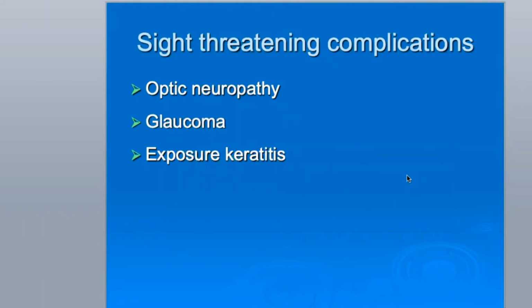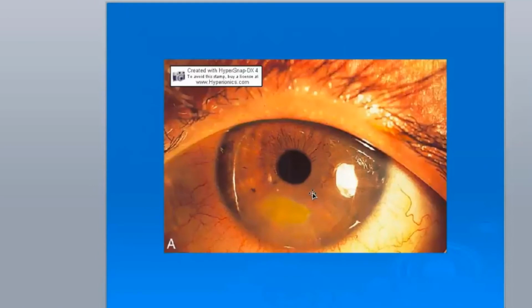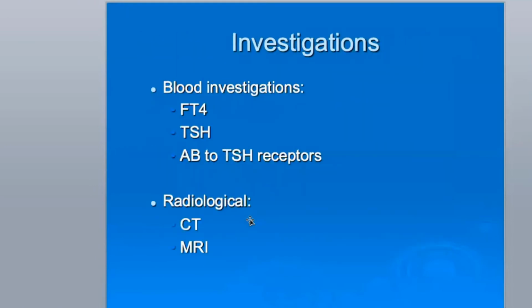How does thyroid eye disease cause blindness? Number one, it can affect the optic nerve. Number two, because it compresses on the eye, it can cause high intraocular pressure. Yeah. And number three, it causes exposure keratitis. Exposure keratitis just means an ulcer, same meaning. Yeah. Okay. Now, blood investigations are mainly systemic blood investigations.